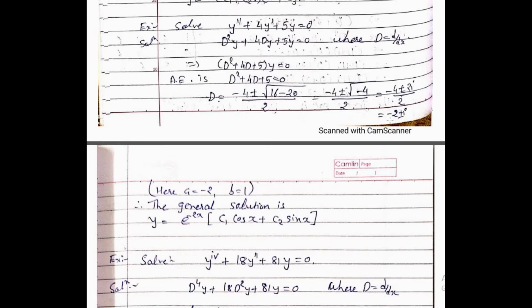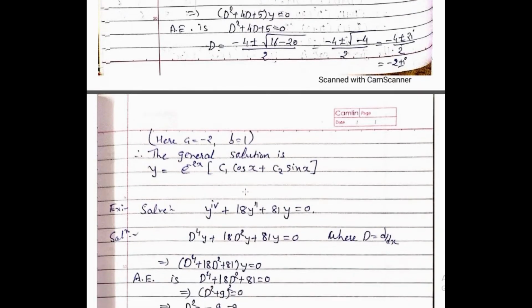So here your real part is -2 and imaginary part is ±1. But we are not going to take the sign. So a is -2 and b is 1. So your solution will be e raised to ax, that means e raised to -2x, into the bracket c1 cos bx, but b is 1, so c1 cos x, plus c2 sin bx, that gives c2 sin x. So the general solution is e^(-2x)(c1 cos x + c2 sin x).